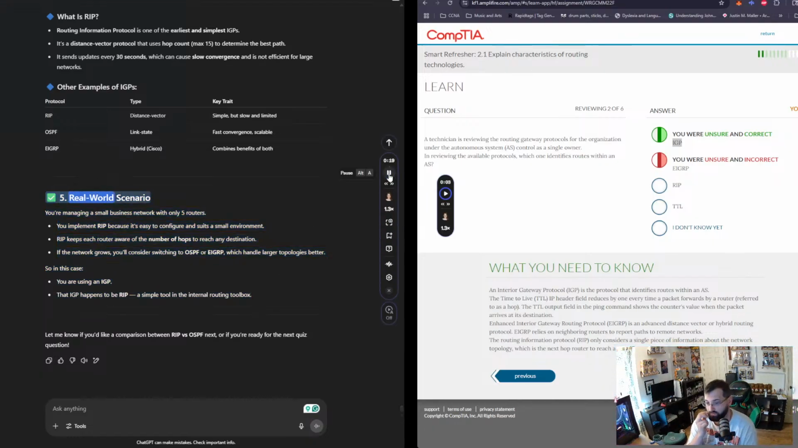Real-world scenario. You're managing a small business network with only 5 routers. You implement RIP because it's easy to configure and suits a small environment. RIP keeps each router aware of the number of hops to reach any destination. If the network grows, you'll consider switching to OSPF or EIGRP, which handle larger topologies better. So in this case, you are using an IGP. That IGP happens to be RIP, a simple tool in the internal routing toolbox.